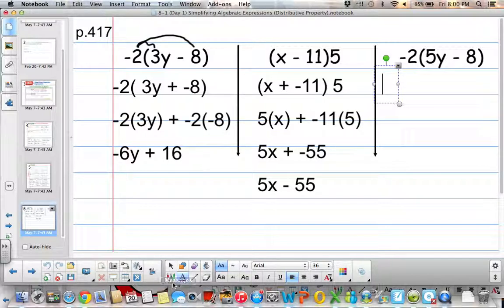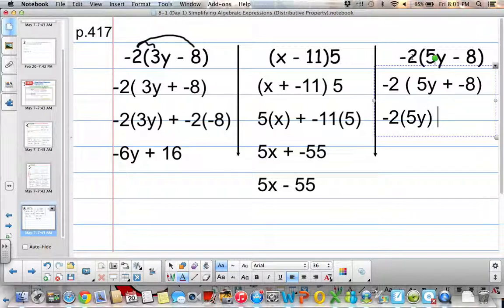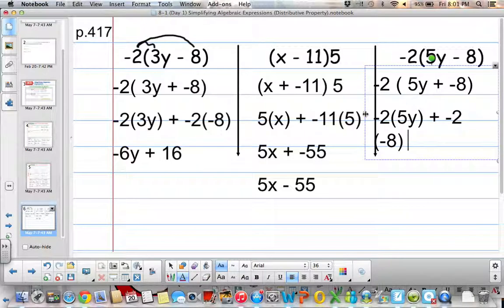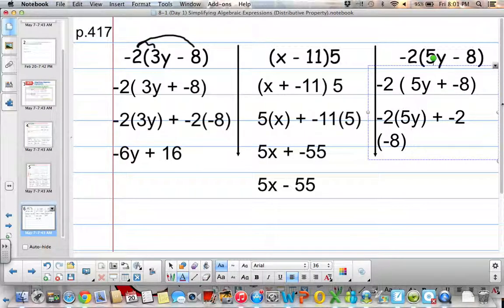Okay, and then last one, negative 2, and then parentheses 5y minus 8. So negative 2, rewrite it as 5y plus negative 8. Then we have negative 2 times 5y plus negative 2 times negative 8. I'm trying to make it bigger here. So negative 2 times negative 8. So we have negative 10y plus negative 2 times negative 8 is 16. So negative 10y plus 16.